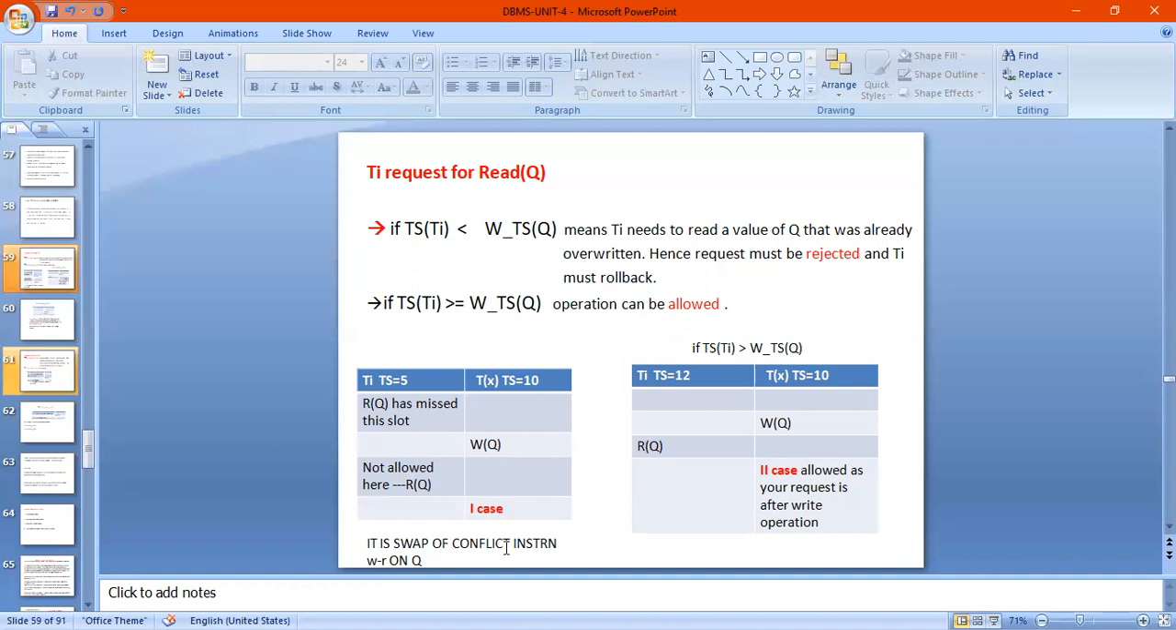If we swap, then there are conflicting instructions, write and read on Q. Same here. Let's see if the timestamp of Ti is greater, checking this condition against the write timestamp of Q. Here TS is equal to 12 and TS is equal to 10. Here both have a time slot, and again there is a gap here with the write of Q. So you only have the read of Q and a gap. Here again a gap. In the second case, the request is allowed, as it comes after the write operation.